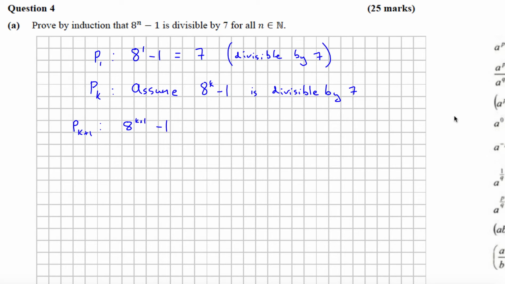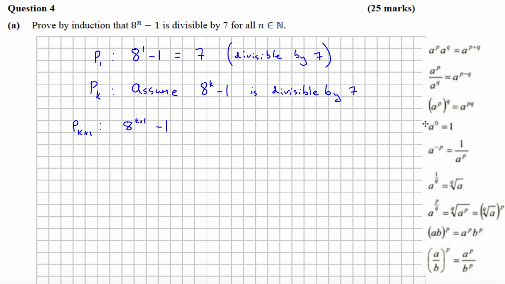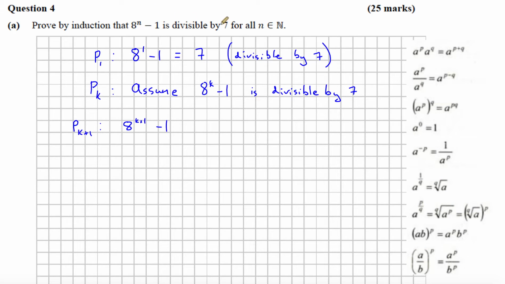So what we can do here is, if we have a look at our rules of indices, which I've taken here from the tables book, we have a look at the top rule here, this one. If we can use that rule in reverse here, for 8 to the power of k plus 1, we can change that to 8 to the power of k by 8 to the power of 1. And then we still have our minus 1 at the end. Okay, so that's equal to, I'll just write that backwards here, 8 times 8 to the power of k minus 1.